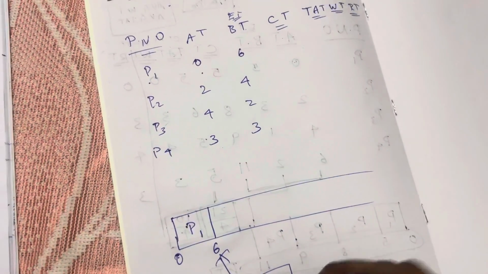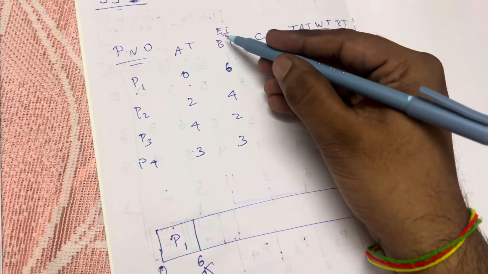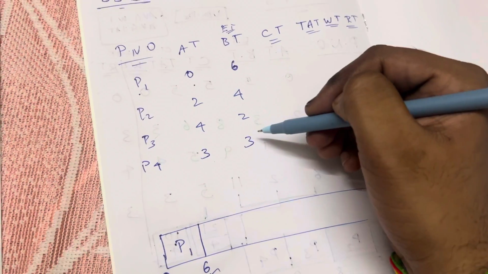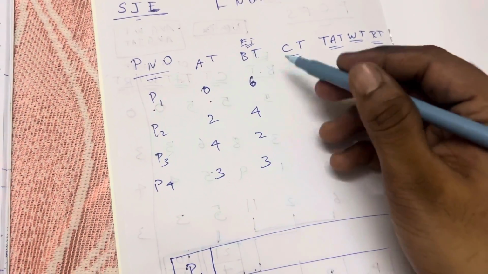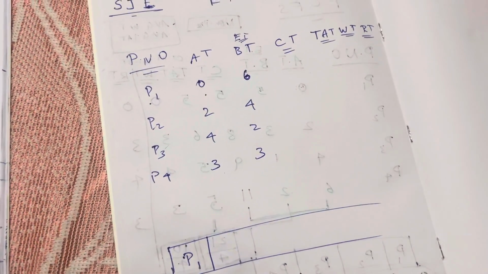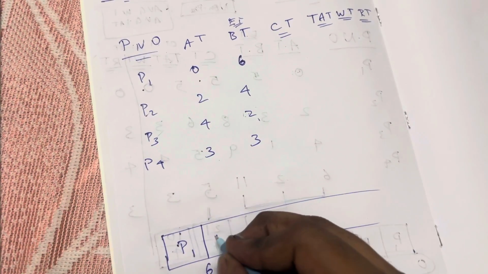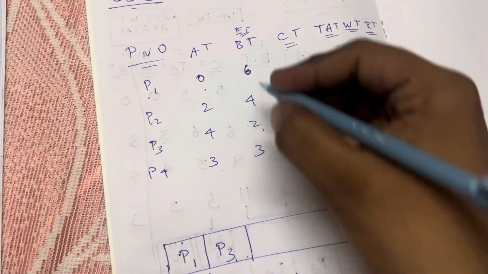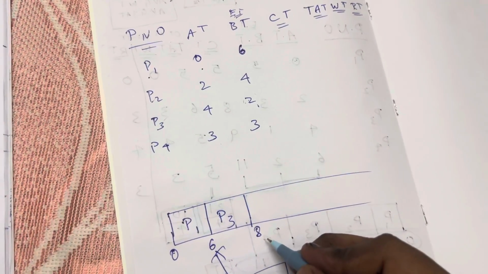So now by 6 we have to take the least burst time. What is the least burst time after 6? That is P3, 2. Now if we write P3, 6 plus 2, 8.